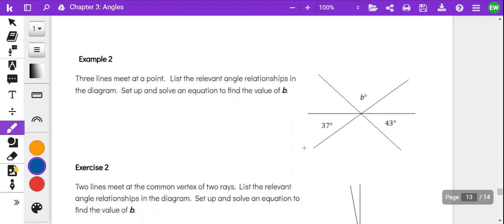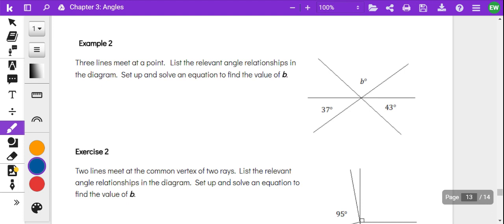Okay, example 2. 3 lines meet at a point. List the relevant angle relationships in the diagram. Set up and solve an equation to find the value of b.